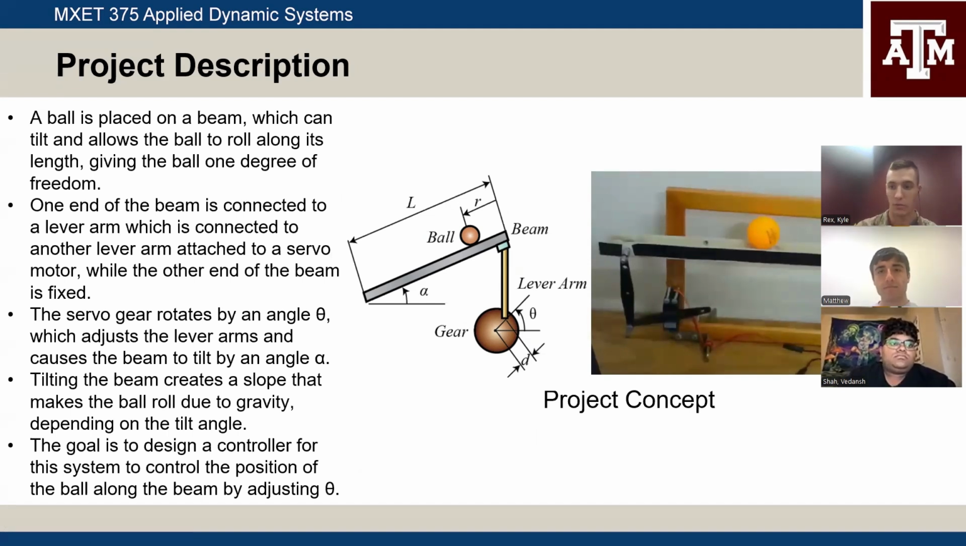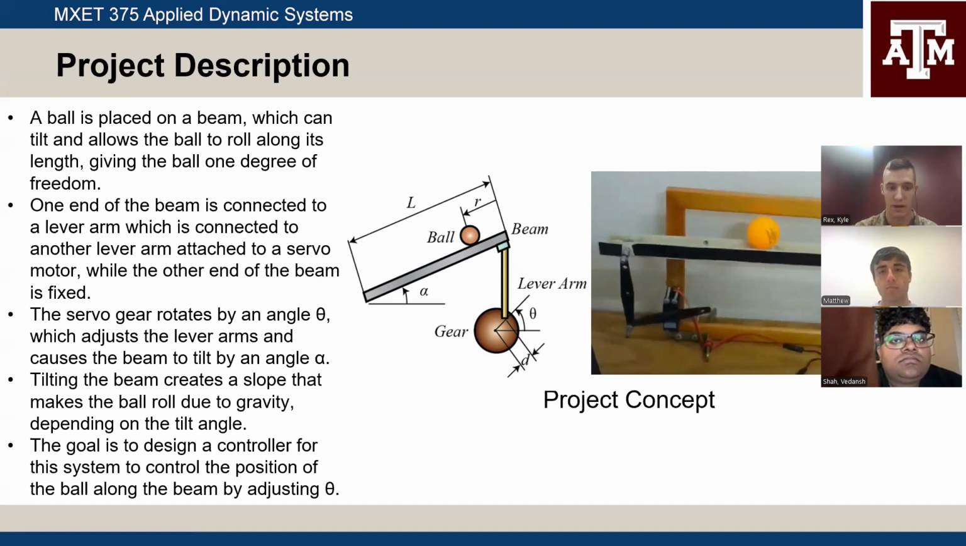And then for the beam itself, the beam is connected to a lever arm, which is connected to another lever arm attached to a servo motor, which is going to control the height of the beam. And then the other end of the beam is going to be fixed. And so that means that end of the beam will not move. And so what the servo gear does is it's going to rotate the beam.